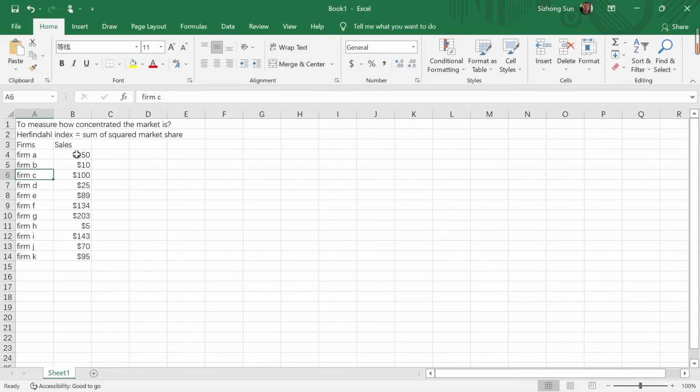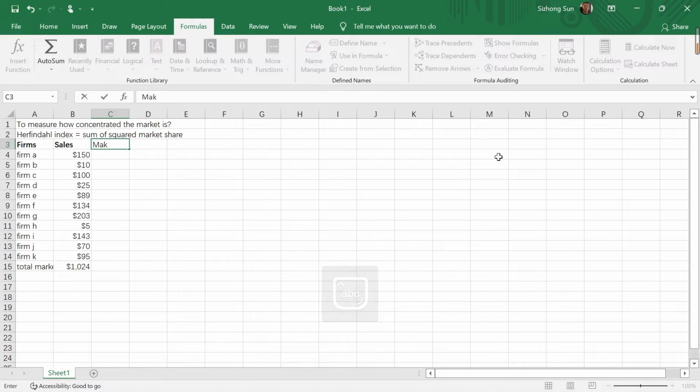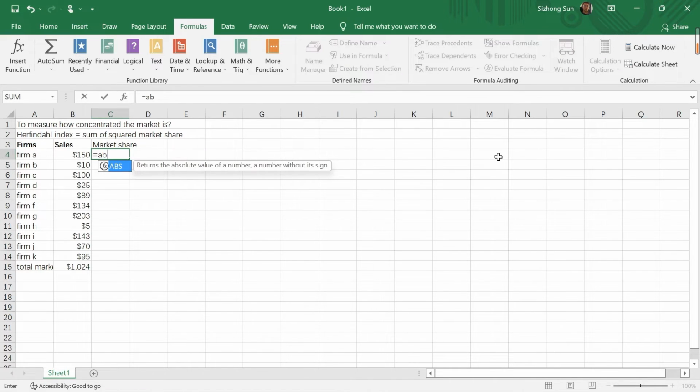Okay, so given this data, let's calculate the total market sales, which is just the sum of all individual firms' sales revenue. So it's $1,024. And let's calculate the market share, which is each individual firm's sales revenue divided by total market sales revenue. So which is B4 divided by B15, and I'm using dollar signs to fix the reference.